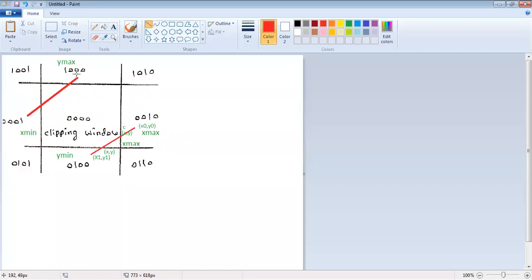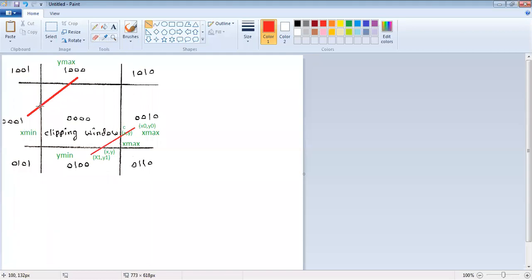In this condition, if this part needs to be eliminated, that means this part of the line is moving above the y. That means this point, y, I can directly get. Y is equal to y max. X I need to calculate by using the slope.